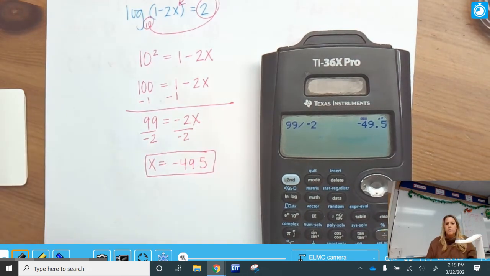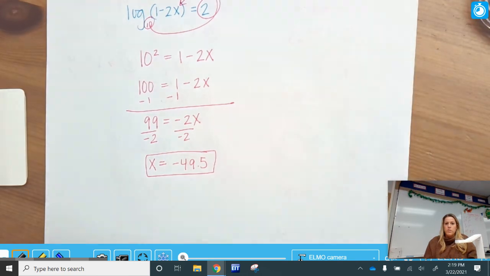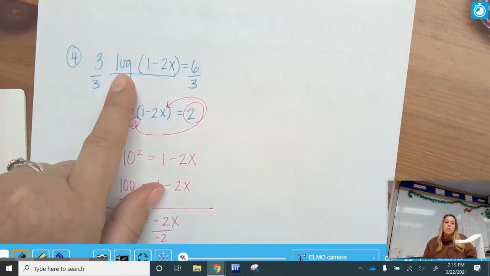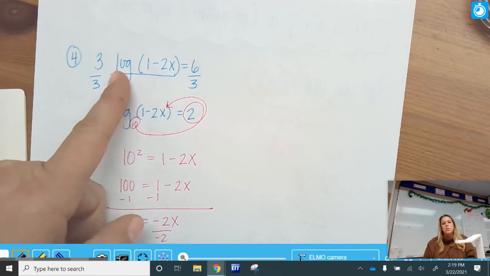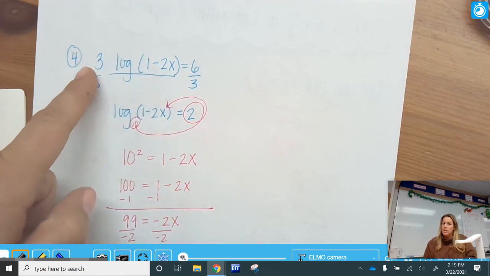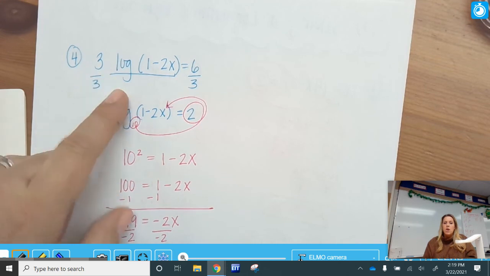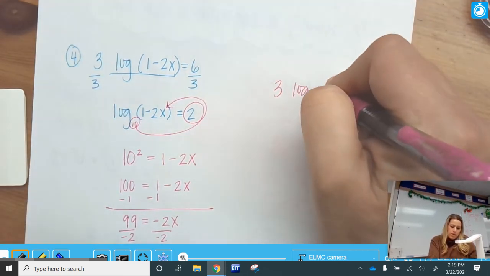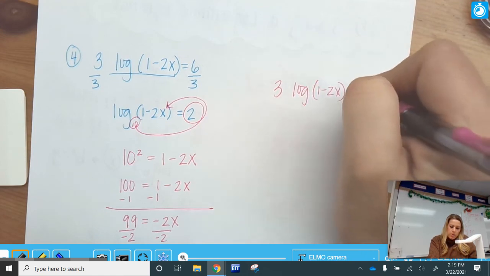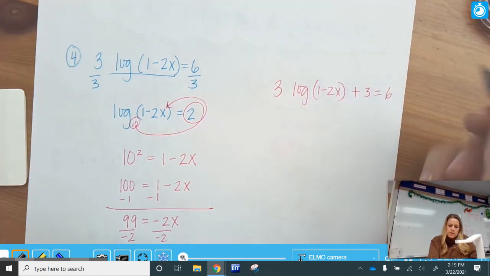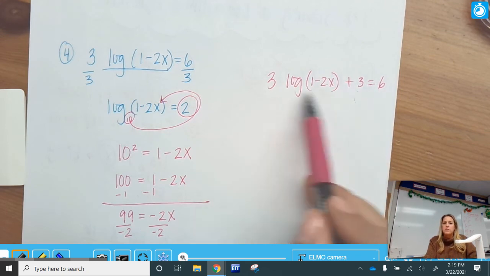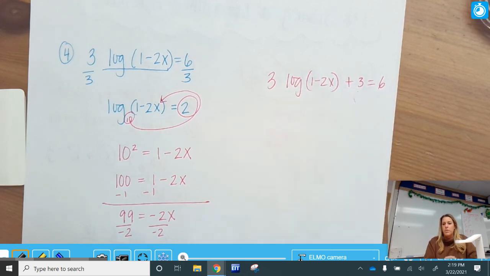There we go. Okay, so just to go over the quick lesson, you have to get the log by itself. Anything to the right of the log can stay, but anything on the left, we need to make sure we deal with it. Another example would be if you had something like log of 1 minus 2x, and let's say you had a plus 3 here and then a 6. You would want to get rid of that plus 3. So you'd subtract 3 and then divide by 3, and then you would have the log by itself. So that is another possibility.